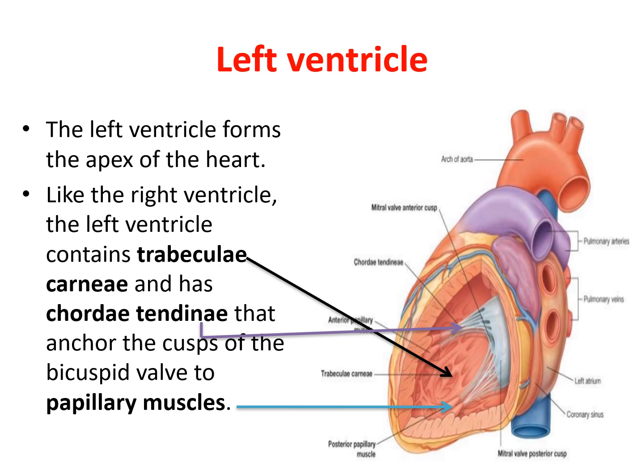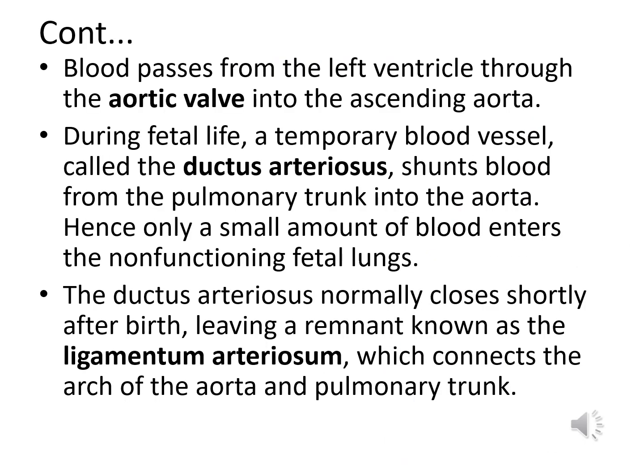Next, coming to the fourth chamber, that is left ventricle. The left ventricle forms the apex of the heart. Like the right ventricle, the left ventricle contains trabeculae carneae and has chordae tendineae that anchor the cusps of the bicuspid valve to papillary muscles. Blood passes from the left ventricle through the aortic valve into the ascending aorta.